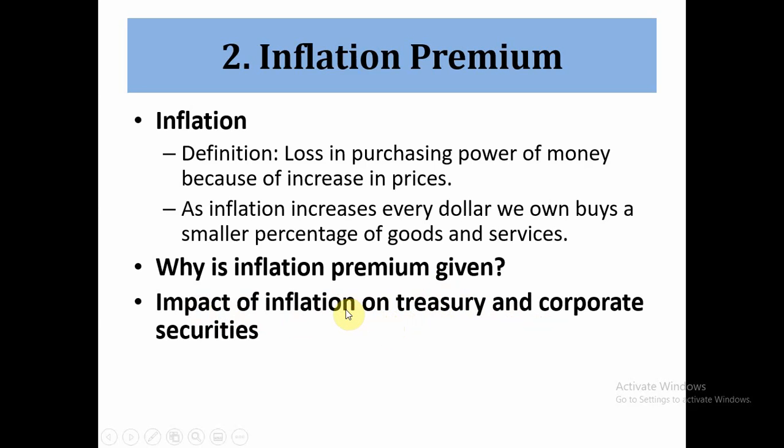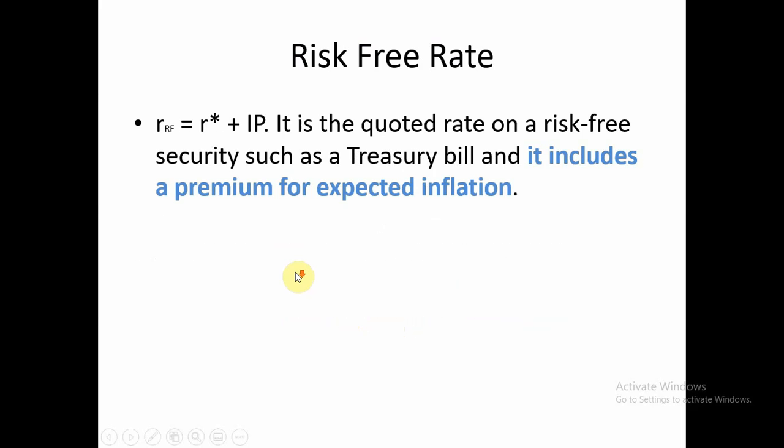And if you incorporate the inflation effect in your rate of return, then your security will be converted into a risk-free rate. So what is the risk-free rate? r_RF, RF representing risk-free, is equal to r star plus IP. R star is your real rate of return, which has been issued by the central bank on their securities, and IP is your inflation premium.